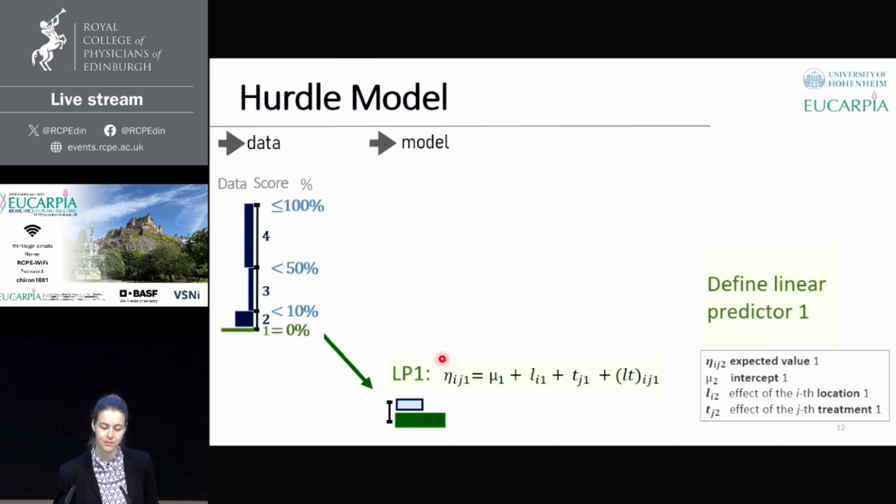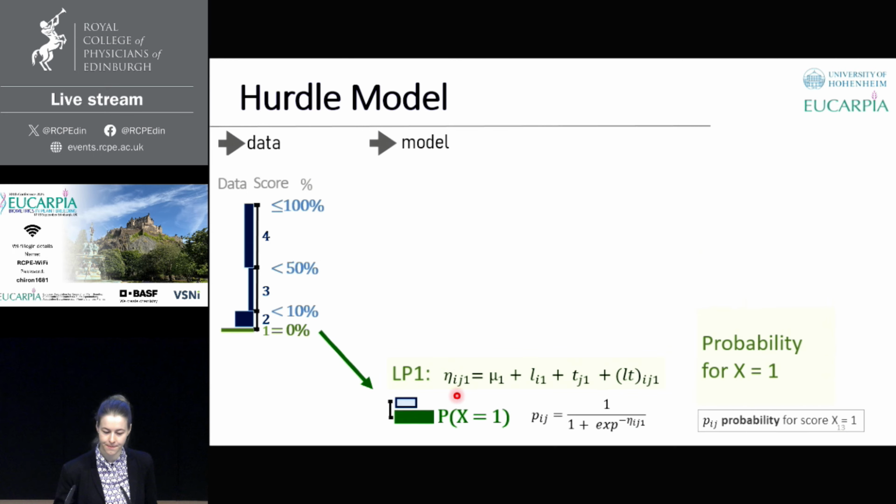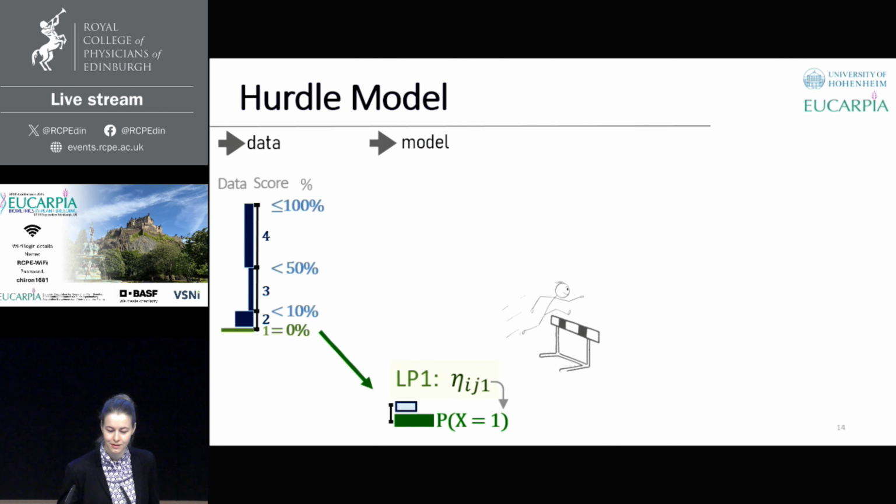Once we have the expected value, we can estimate the probability. We have here the inverse logit function, and here's our expected value. And we have our first part, the probability for our observation being diseased. Now, when we look at the second part, we pass the hurdle of 0% and only look at the diseased data.